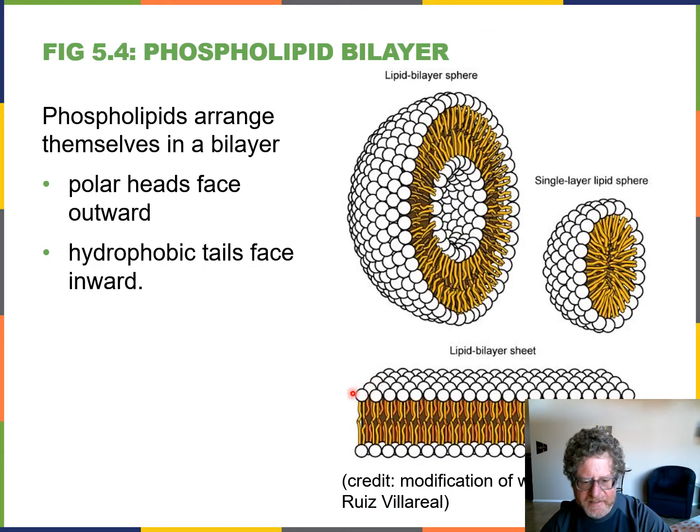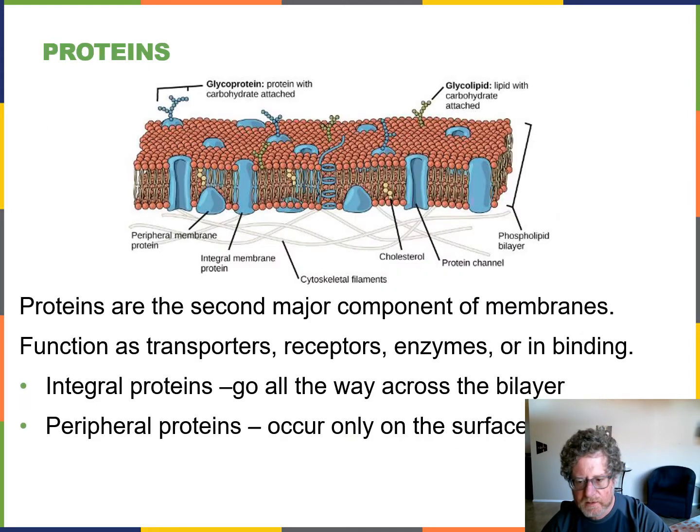where the heads point out towards the water and the tails point in towards one another, the uncharged part. Okay, so after the lipids, the second major component of membranes are these proteins. And if they go all the way across, they're called an integral protein. Sometimes they're peripheral proteins. So a peripheral protein might be a place for the cytoskeleton to bind to. It might be structural. There are other functions of peripheral proteins as well.